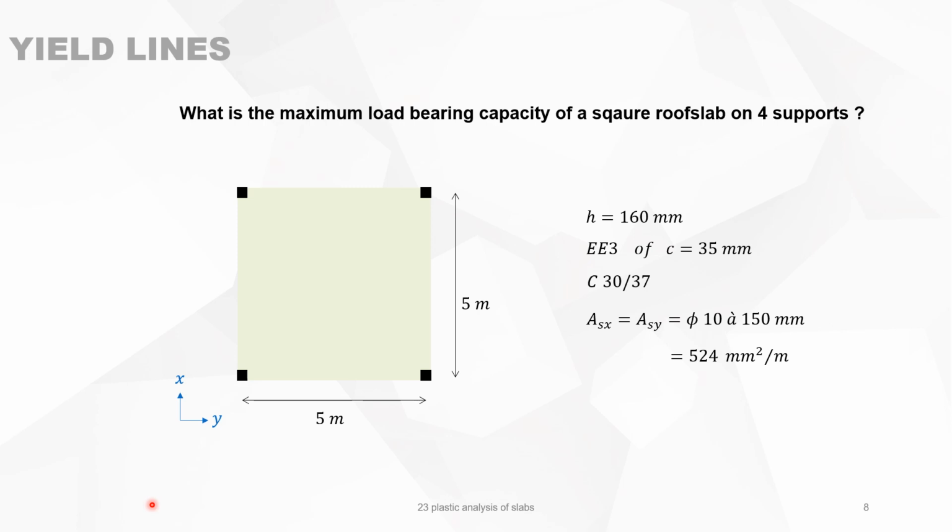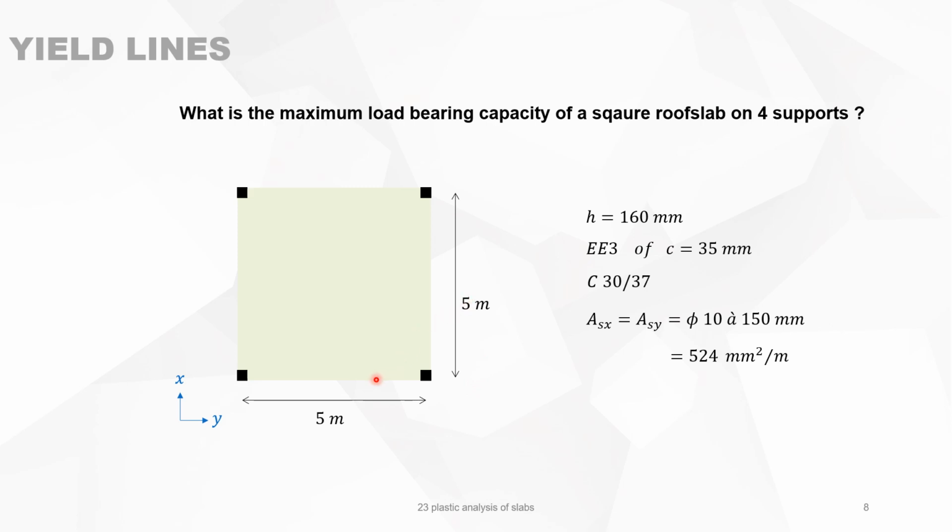Suppose that you have a carport with a flat roof on it, and the flat roof is supported by 4 columns, and it's a square roof slab, 5 meters by 5 meters. And you want to know what is now the maximum load-bearing capacity of this slab. Or you can put it otherwise: how much water can this flat roof take? How many centimeters of water can it take?